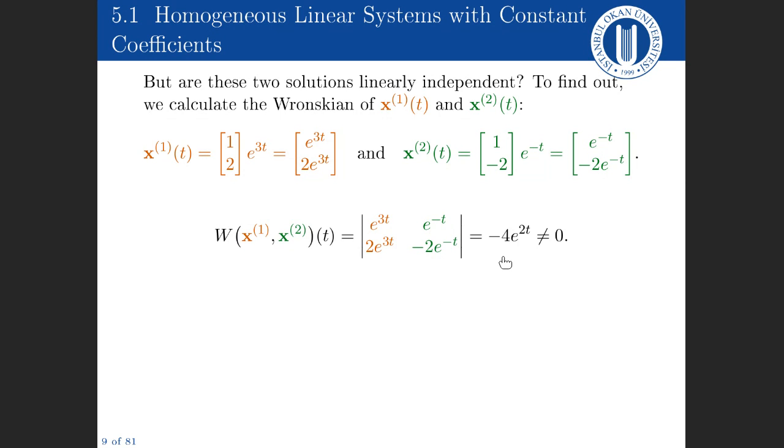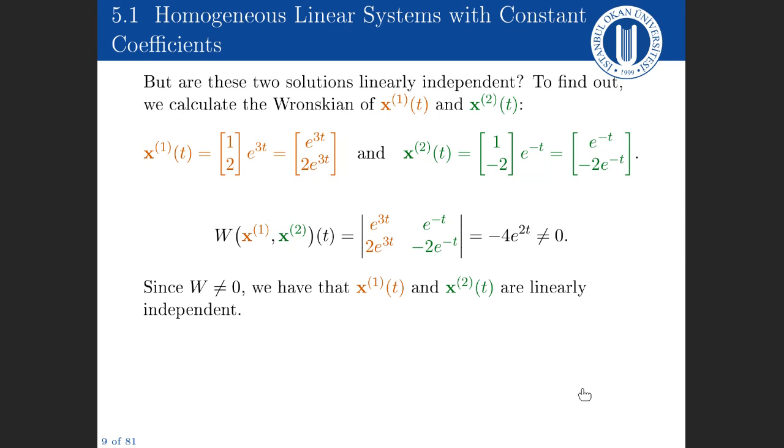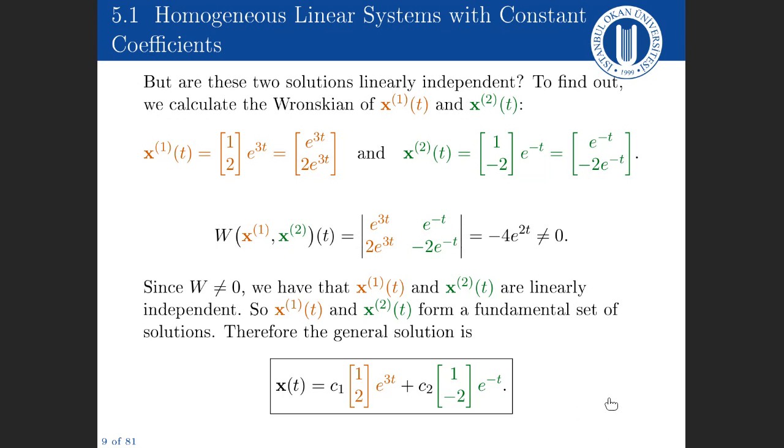And when we calculate this determinant, we find that we get something which is always non-zero. So the answer is yes. These two solutions are linearly independent. That tells us that they form a fundamental set of solutions, and then we can write down the general solution. The general solution is constant multiplied by the first function plus constant multiplied by the second function.